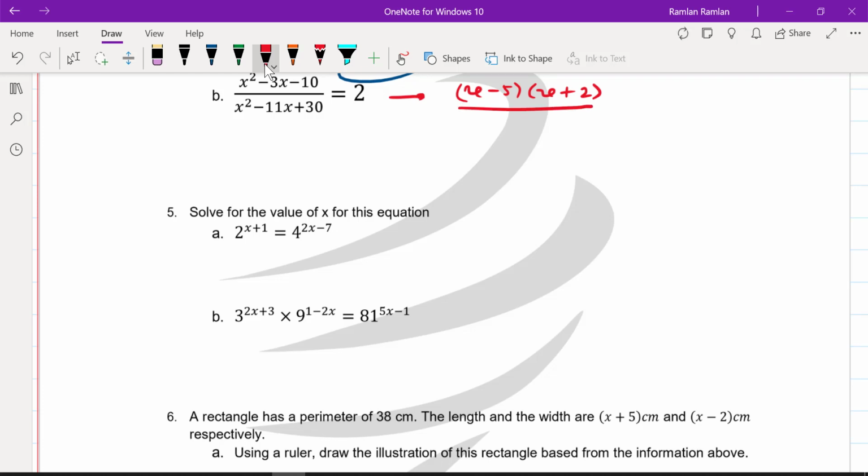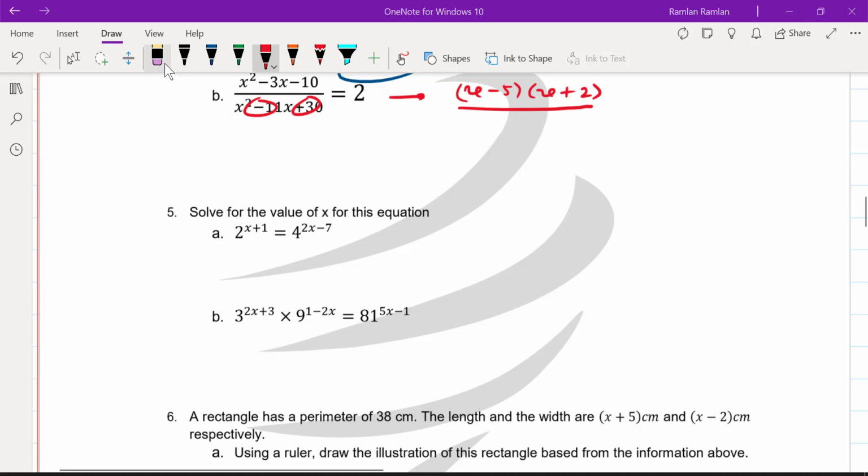Okay, the same thing with this one. Again, think of two numbers. If you multiply, you get 30, and if you add, you get negative 11. So notice, guys, in here, you're multiplying two numbers to get positive, and if you add them, you get negative.